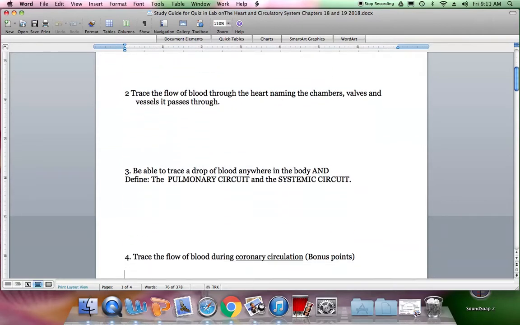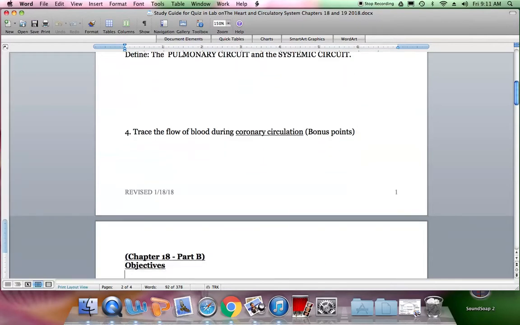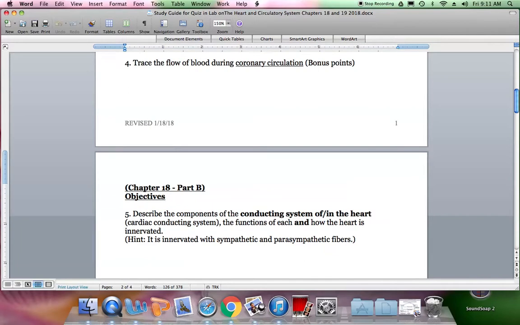Okay, so now we have traced the blood flow during coronary circulation. I'll give you bonus points for this one. I will most likely do this on the lab practical, and I will show you a very short little PowerPoint presentation that shows you a couple of mnemonics for how to remember a few of the coronary arteries and then the coronary veins. So this will not be on the exam. I'll give you an opportunity to answer this on the lab practical, which is in March.